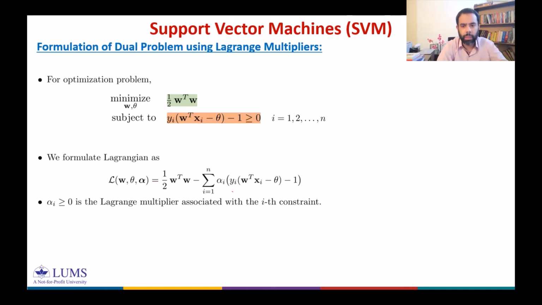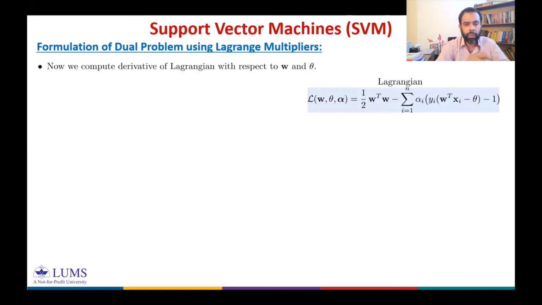It's W transpose W. The quadratic term coefficient is positive, and this is still convex. And we know that if we take the derivative of this with respect to W and the derivative with respect to theta, we can minimize this Lagrangian with respect to W and theta. Okay, let's take derivatives with respect to W and theta.